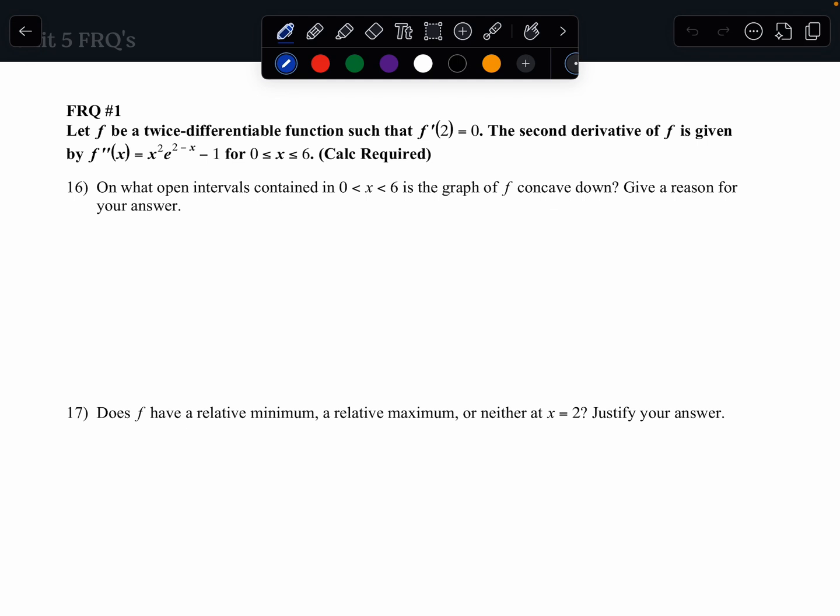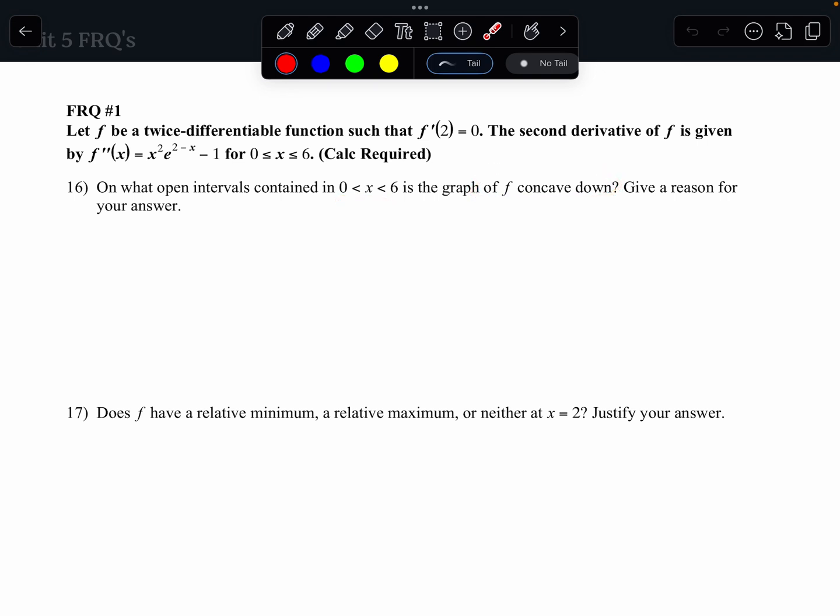So let f be a twice differentiable function such that f prime of 2 is equal to 0. So the derivative at x equals 2 is 0. The second derivative of f is given right here for 0 to 6. On what open intervals from 0 to 6 is the graph of f going to be concave down?